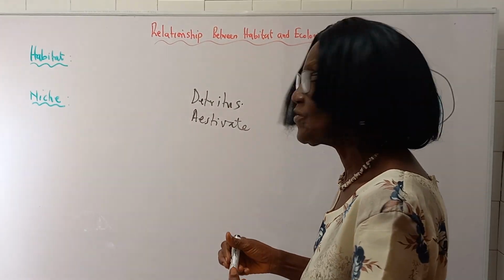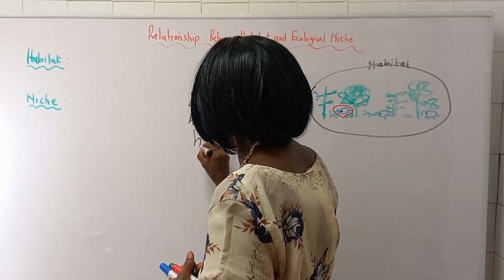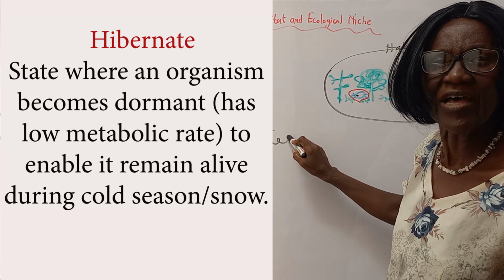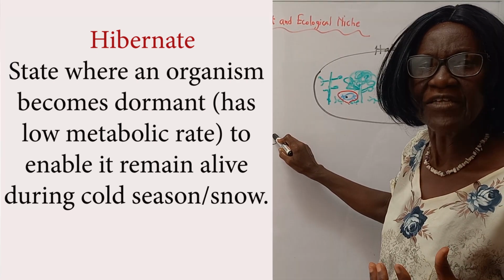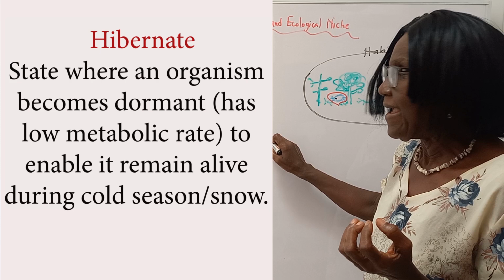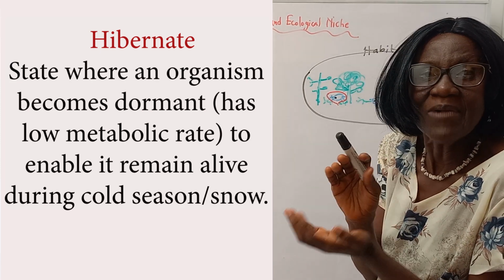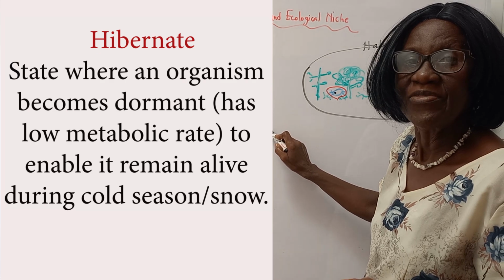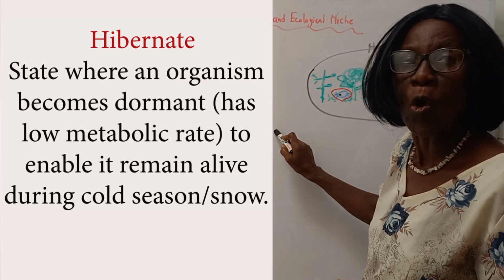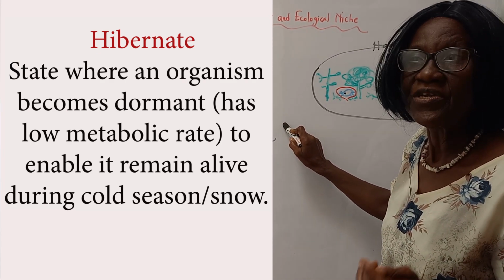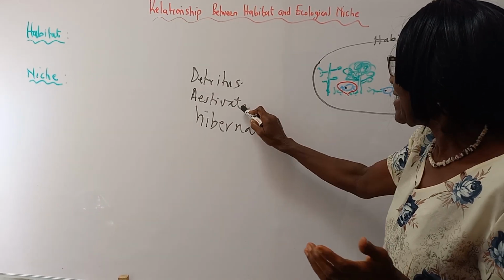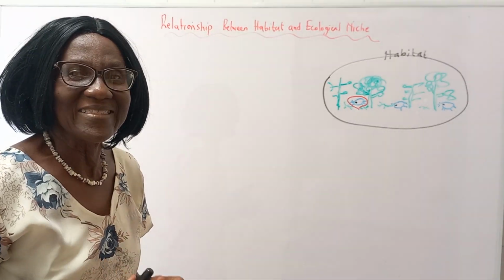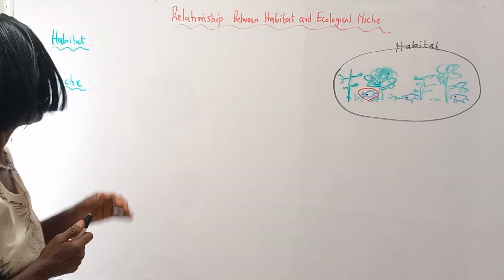And then we'll also meet this term hibernate. So hibernate is also another term to show that the organism has gone into a dormant state and its metabolism has been reduced. And this happens when the organisms are in cold weather like snow. They hibernate, just like aestivate in drought or hot weather. So let's get into the meat of the topic.